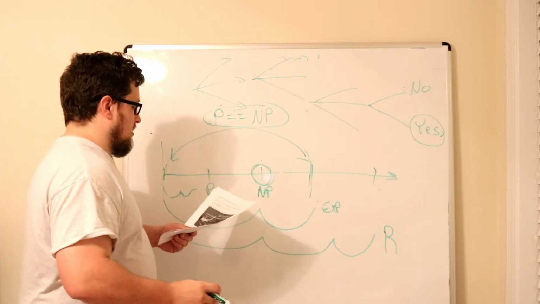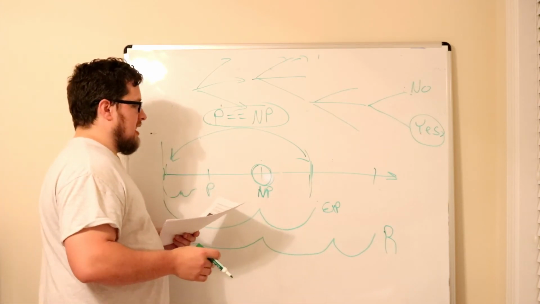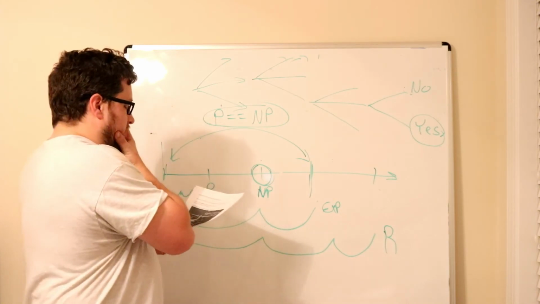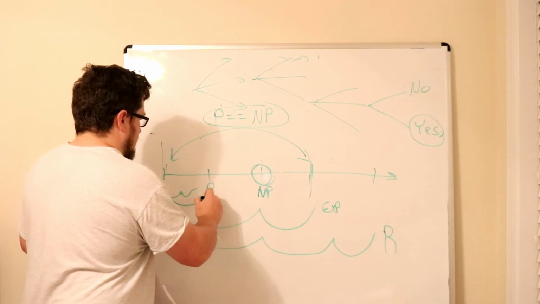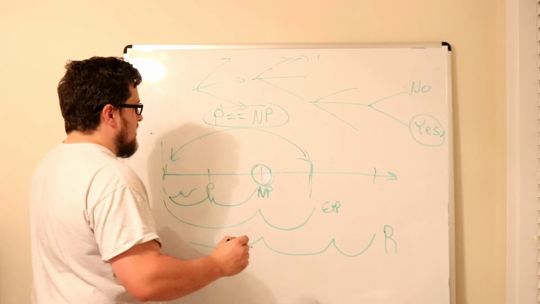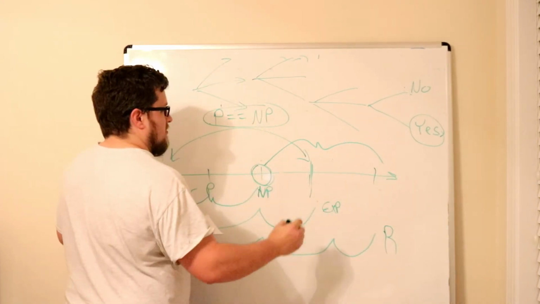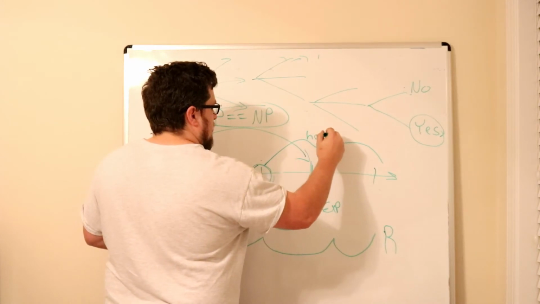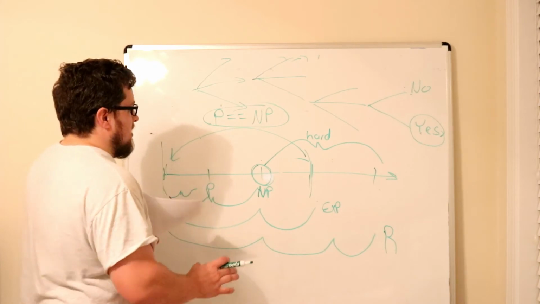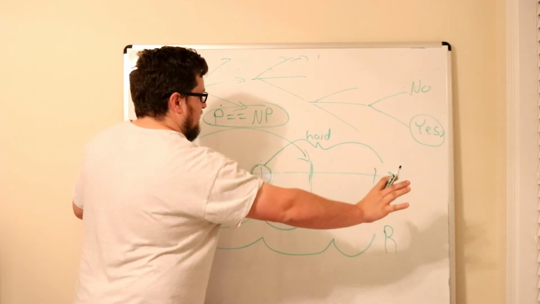The next thing I want to talk about is hardness and completeness. So, if we were to look at this now, this is NP. So, NP hard would be anything like over here. So this is hard. That means it may fall on the NP boundary, but it could also be outside of that.